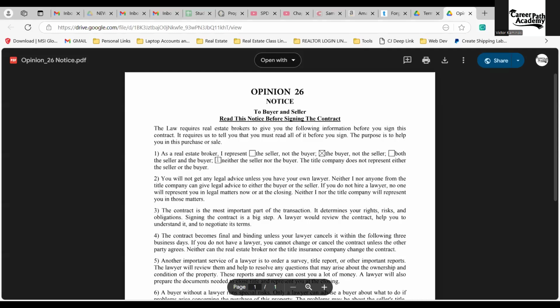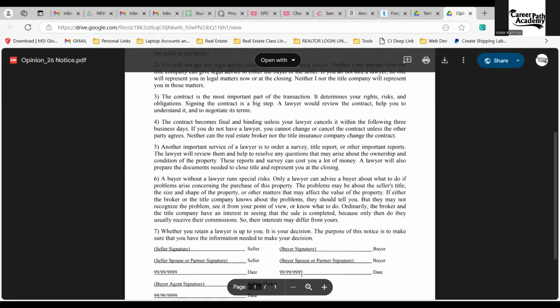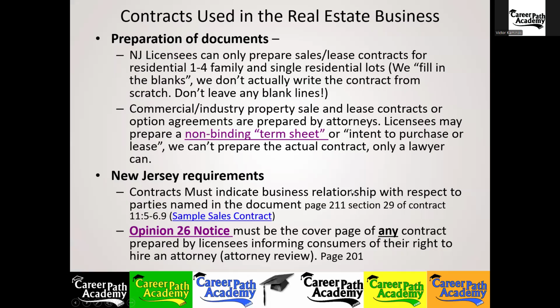You see, remember the checkbox here in the Opinion 26 notice? There's a checkbox showing how we could work with them, and then all the rest of the document just advises them that they have a right to hire a lawyer. Because we have to advise them of what their rights are. Can't deprive them of their rights.